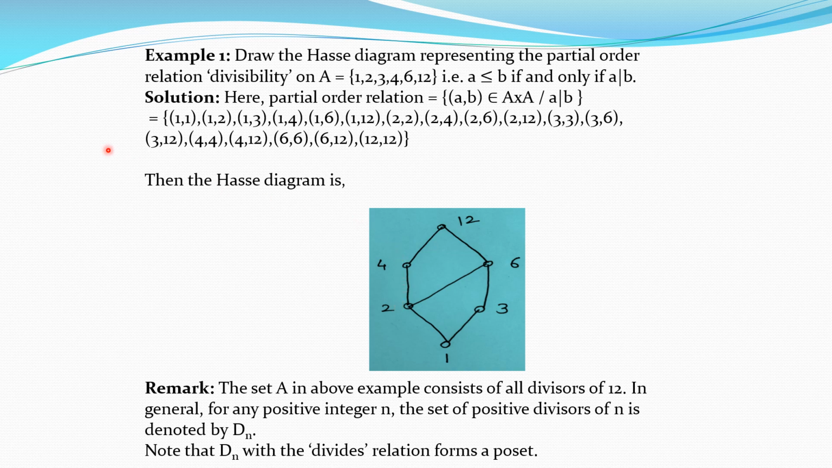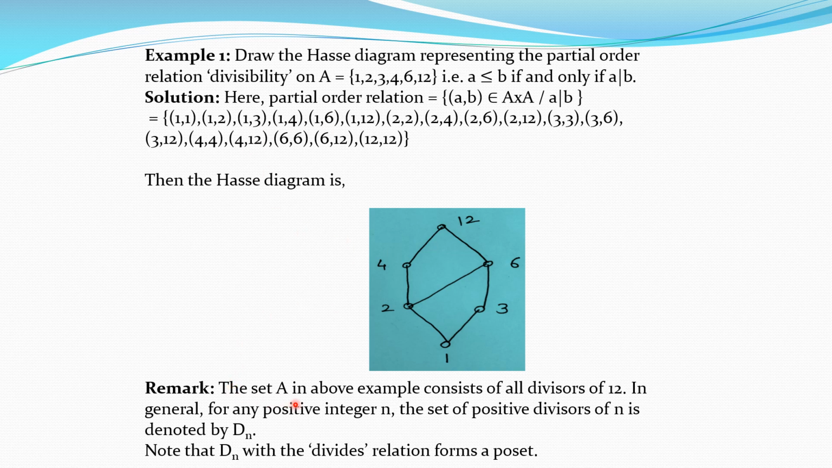Now 4, 4 is a loop, which again we are not showing. 4, 12. So 4 is directly related to 12, so we have drawn the line segment. 6, 12 we have already done, and 12, 12 we are not showing as it is a loop. So in this way we can draw the Hasse diagram.